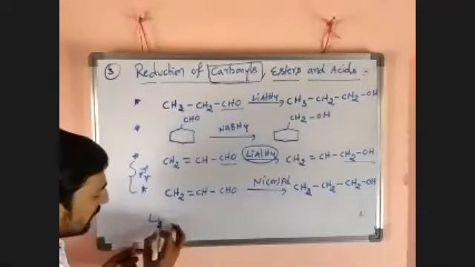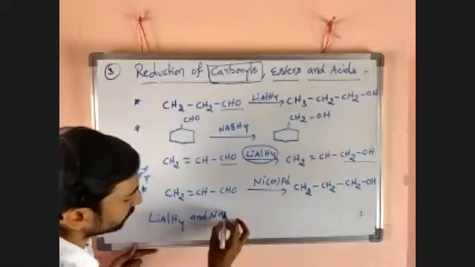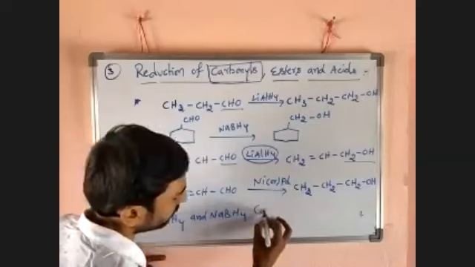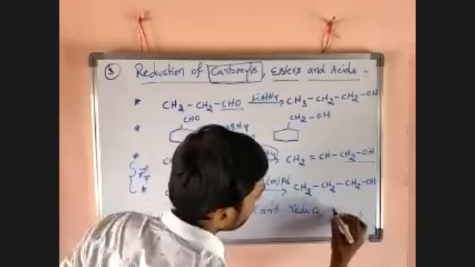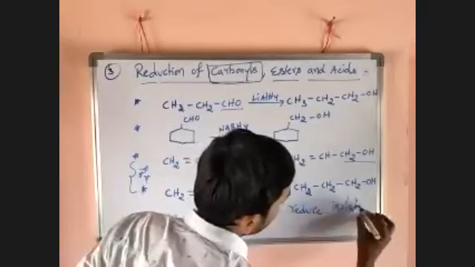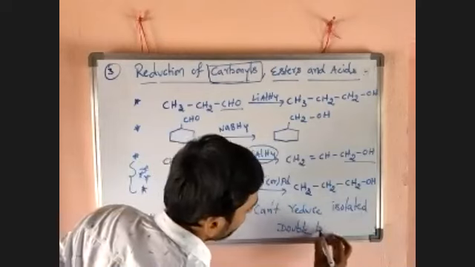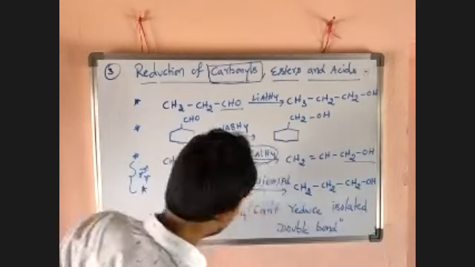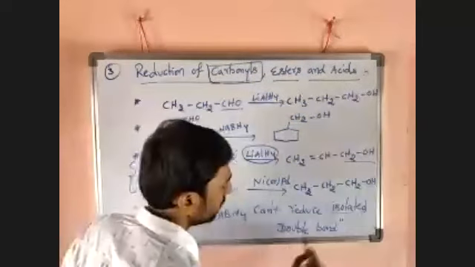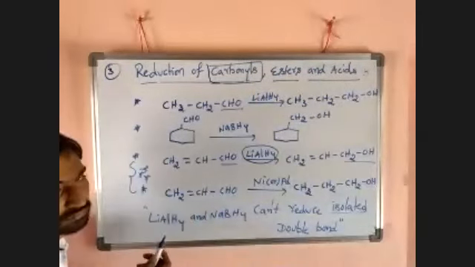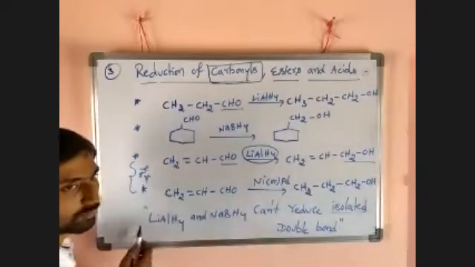LiAlH4 and NaBH4 cannot reduce an isolated double bond. They can reduce a conjugated double bond, but they cannot reduce an isolated double bond. Isolated means there is a single double bond. If there is a single double bond, these reagents cannot reduce it.